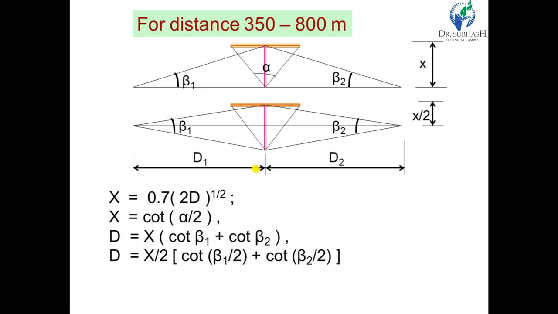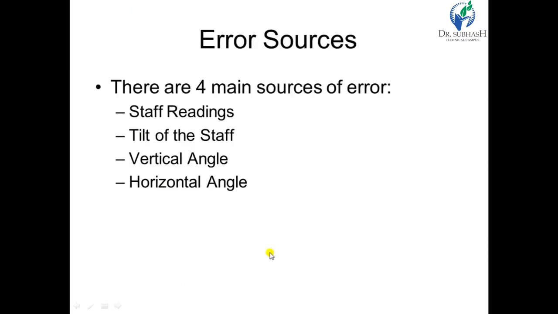If our length is 350 to 800 meter, then we are using this method. We are setting two theodolites and one here, and we can sight that alpha angle and beta 1 and beta 2 angles. X is equal to 0.7 2d raised to 1 half and x is equal to cot alpha by 2. So the value of d is equal to x cot beta 1 plus cot beta 2 and d is equal to x by 2 cot beta 1 by 2 plus cot beta 2 by 2.